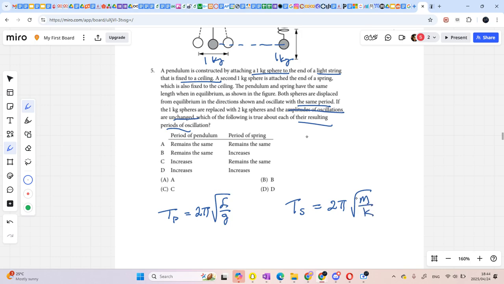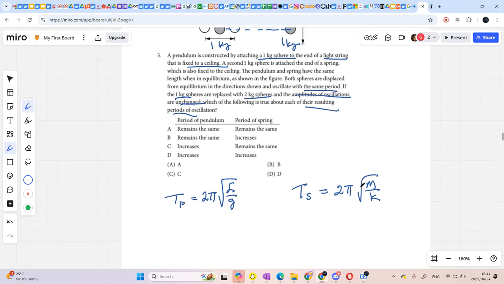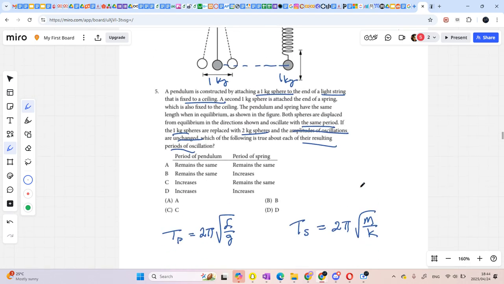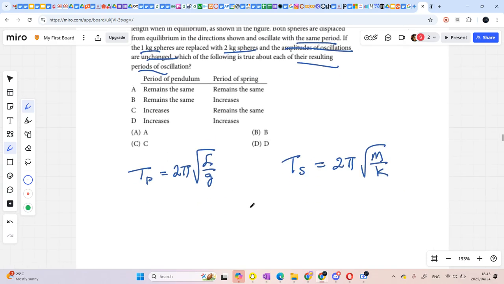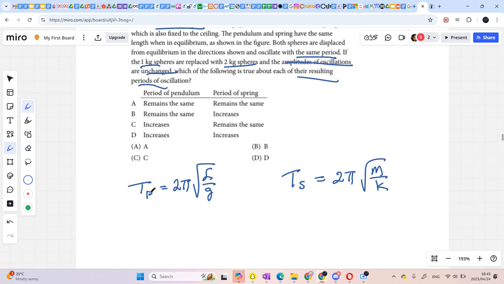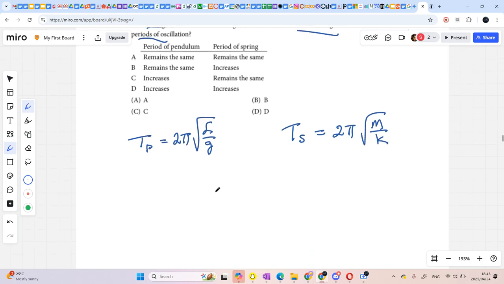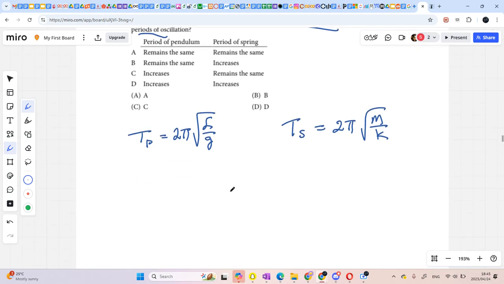The only thing we're changing in both these scenarios is the mass of the sphere. So our question is, what is the dependency between the period and the mass for each one of these? If we look at the equation for the period of a pendulum, there is no dependency between the period and the mass of the object. We can conclude that the period of the pendulum won't change if we change the mass, because the period of the pendulum is only dependent on its length.